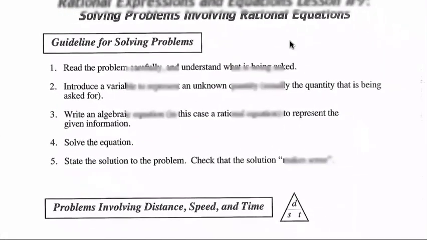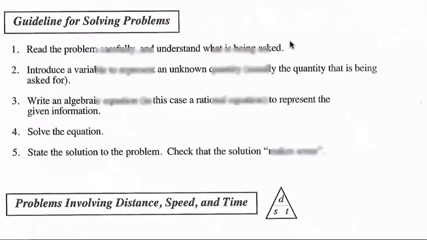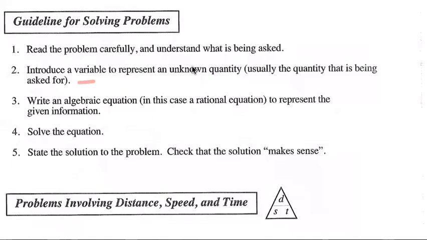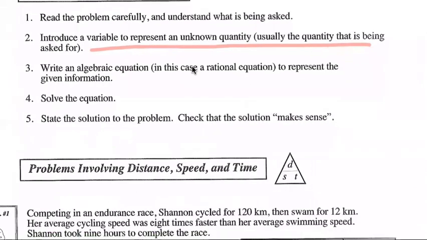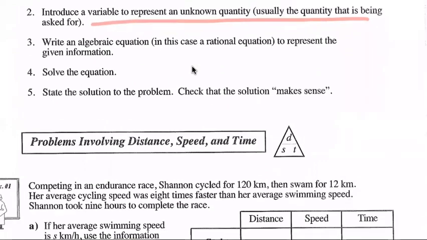Here are some brief guidelines. One, read the problem carefully and understand what's being asked. Introduce a variable to represent an unknown quantity. Sometimes we'll use letters from the problem, sometimes it'll be D, S, and T for distance, speed, and time, because sometimes it's easier to understand. Write an algebraic equation, in this case a rational equation, to represent the given information. Solve the equation, and then verify that your answer makes sense.